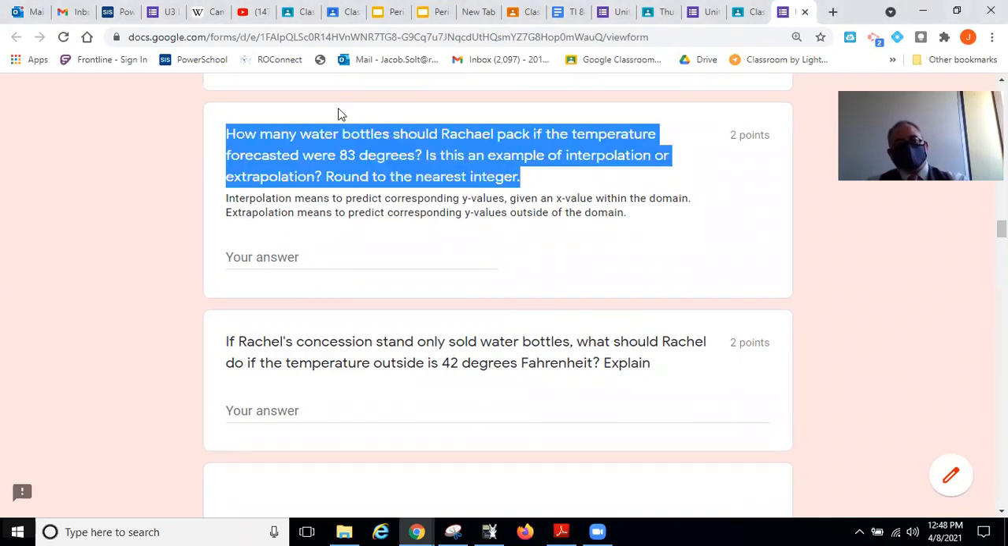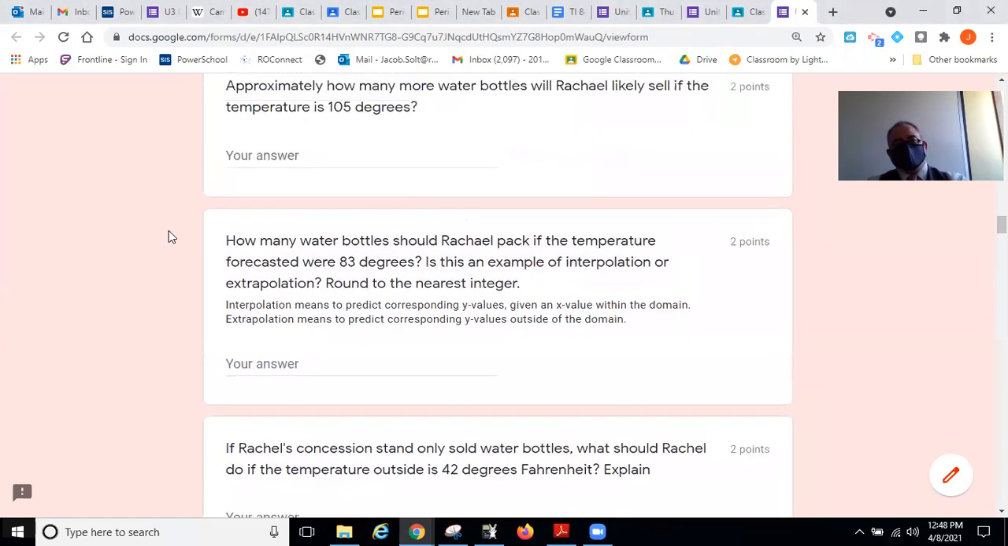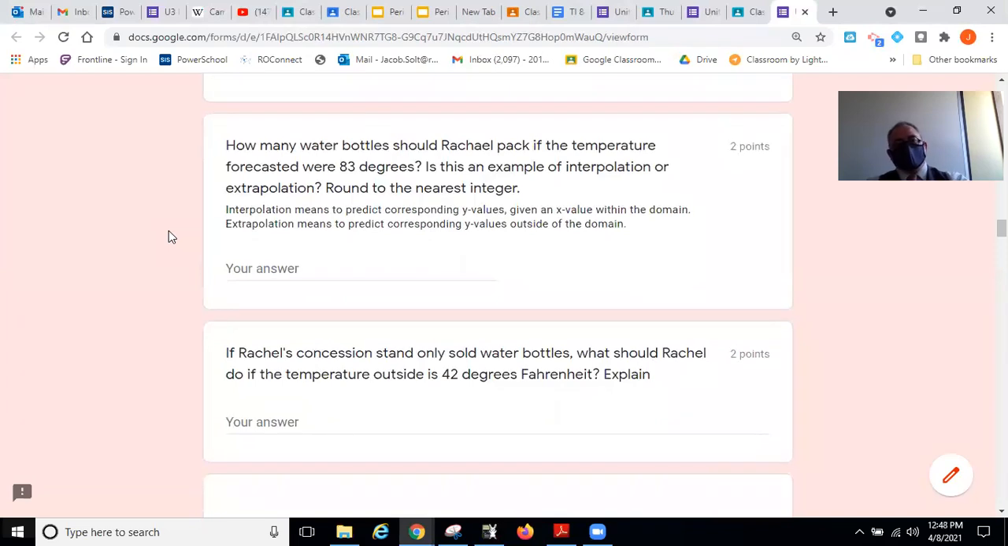So you're answering these two questions here. How many water bottles should she pack if the temperature is 83 degrees? Is this interpolation or extrapolation? Yeah, there's 17 is one. And what should she do if it's 42 degrees?